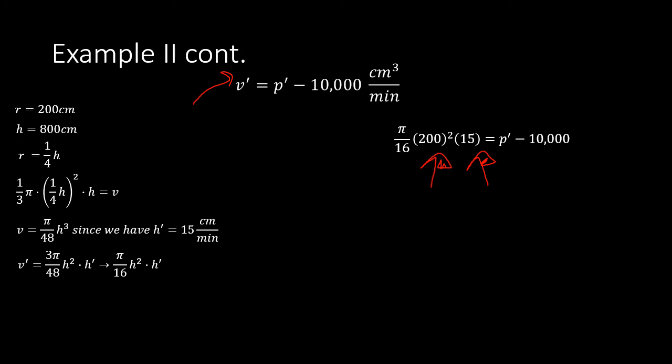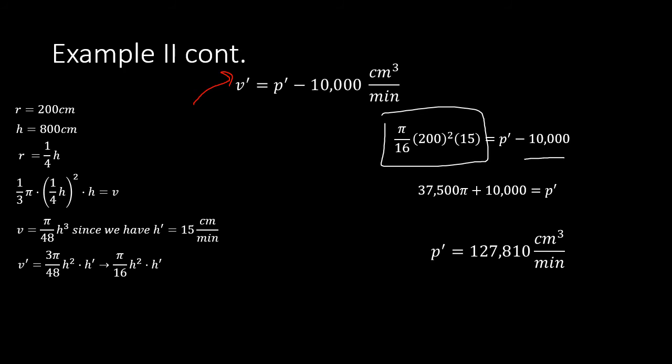So that is equivalent to P prime minus 10,000, and then all we need to do now is solve for P prime. And once we do that, we get 37,500 pi, which represents this here, plus 10,000 when we move the 10,000 over. So P prime is equal to 127,810 centimeters cubed per minute.